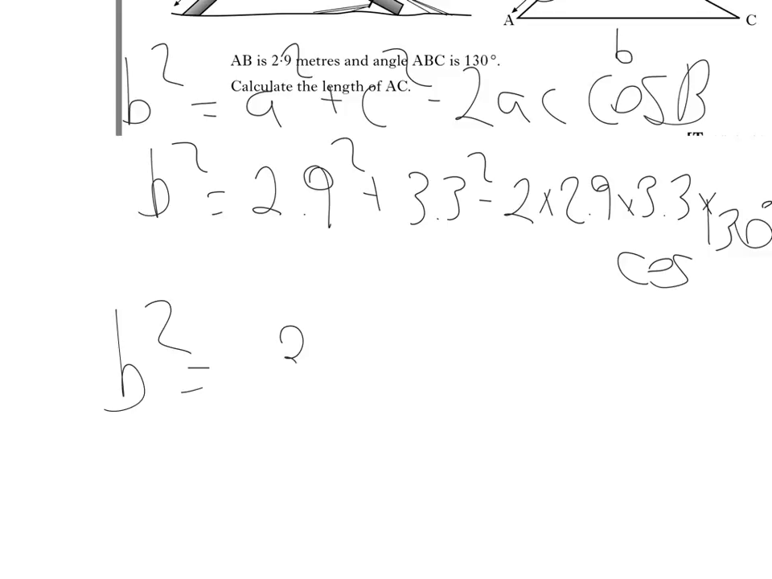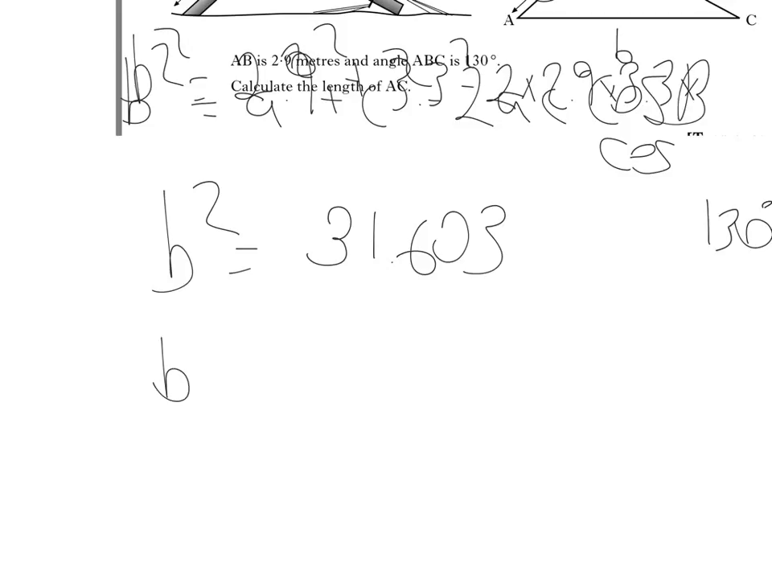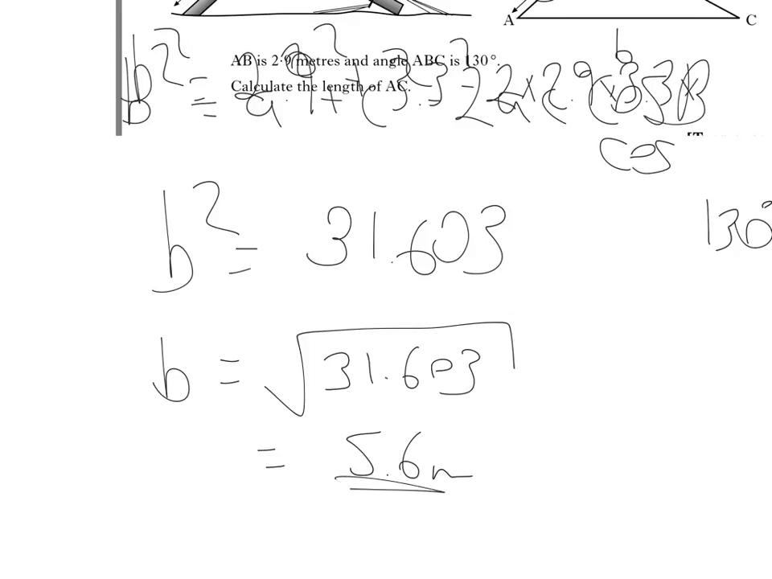So b squared then will give me 31.603. So I've got b squared, and I want b, so I'm going to take the square root. So square root of 31.603 and that will give me 5.6 metres. That's the final answer to the question.